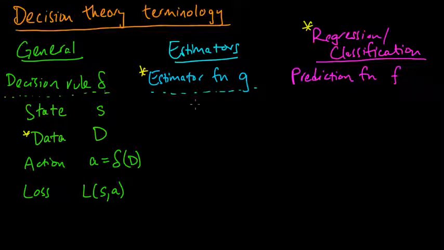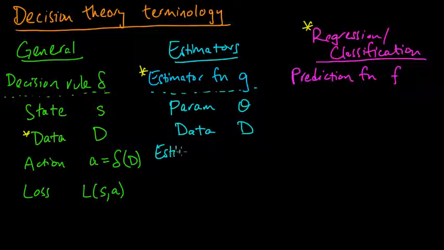So what are the corresponding concepts for estimators? In general, we had a state S, and for estimators, we have a parameter theta that is unknown to you. Usually it's a whole bunch of parameters, but we just throw them all together and call it theta. We have some data, d. The parameter is unobserved and the data is observed. And then you derive your estimator or estimate, and these are slightly different concepts. Maybe I'll explain that in a second.